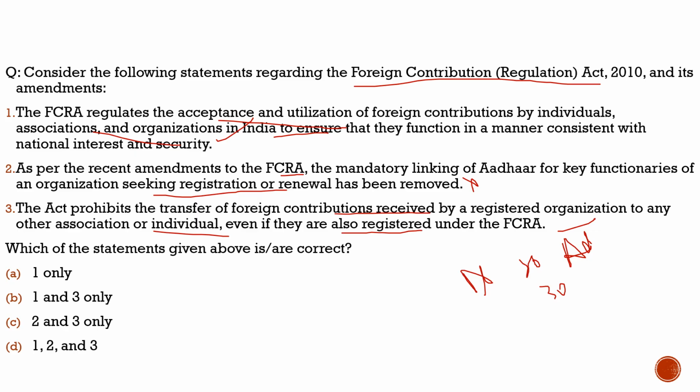So with this, I hope you had understood the question. The correct answer to this question would be option 1 and 3, and from the code given below, the correct code would be option B. With this, we had completed our discussion with respect to the questions from the current affairs.